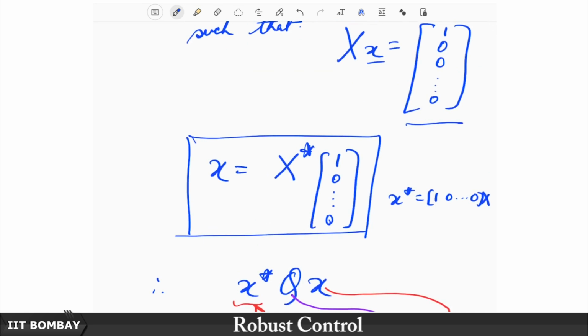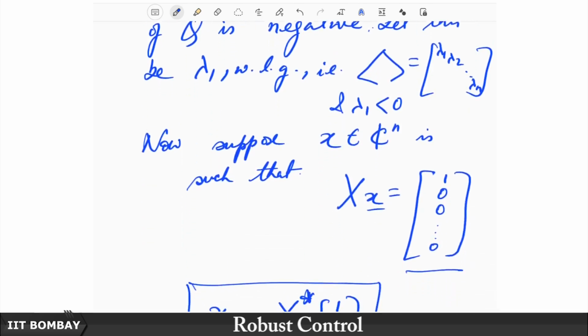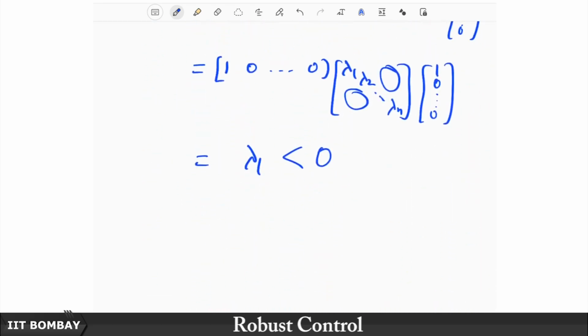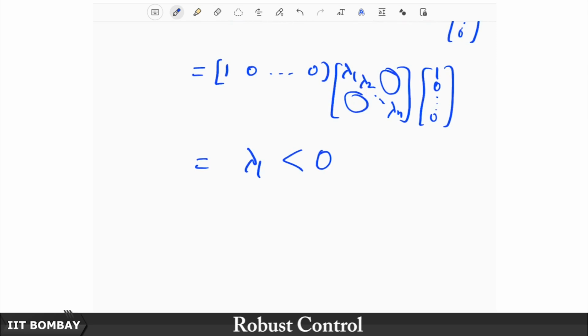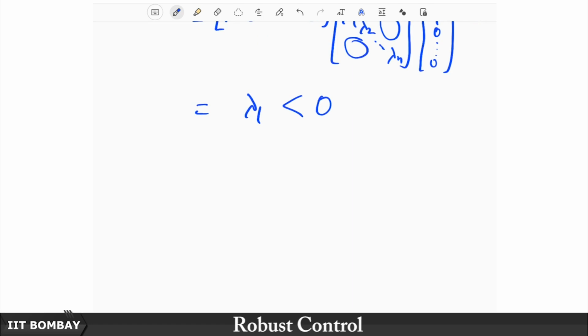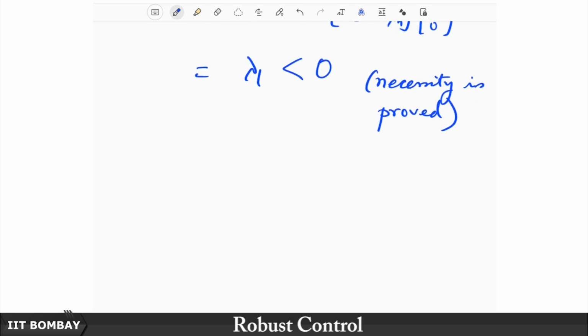So therefore if any of your eigenvalues happens to be negative, I can always find an x such that x Hermitian Q x is going to be negative and it cannot be positive definite. So therefore having all your eigenvalues positive is a necessary condition for a matrix to be positive definite. But I wonder if it is sufficient, okay. So necessity is proved, but I wonder if this is also sufficient. Is it? Let us check.